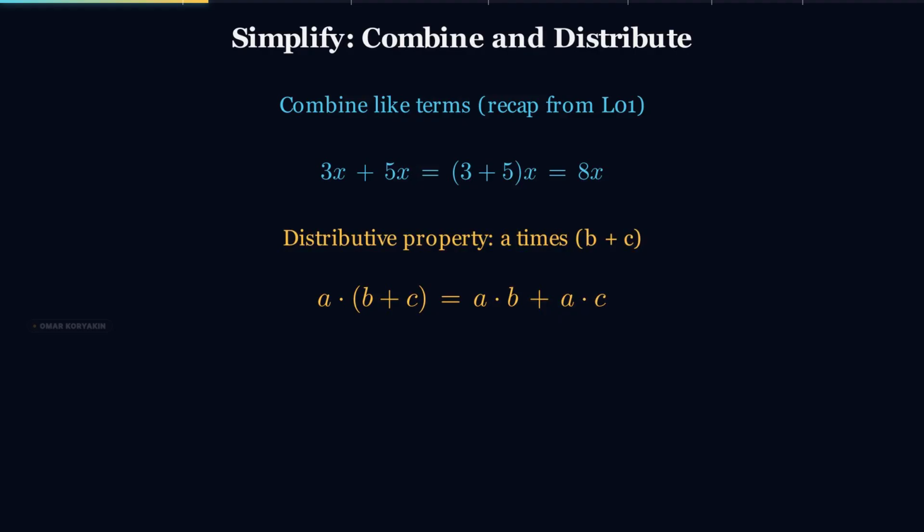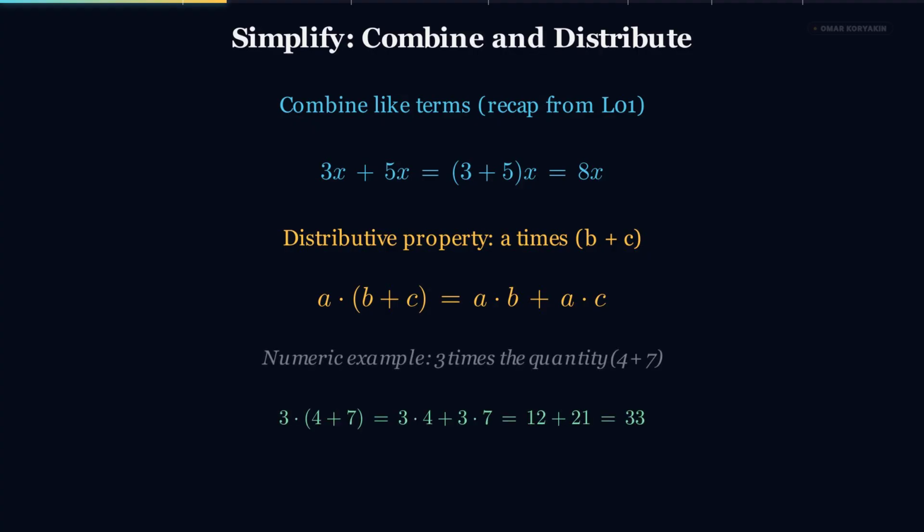Now the new rule for today, the distributive property. A times the quantity b plus c equals a times b plus a times c. The factor a sitting outside the parentheses gets distributed to every term inside. After distribution, the parentheses are gone and we have a sum of two products instead of a single product of a sum.